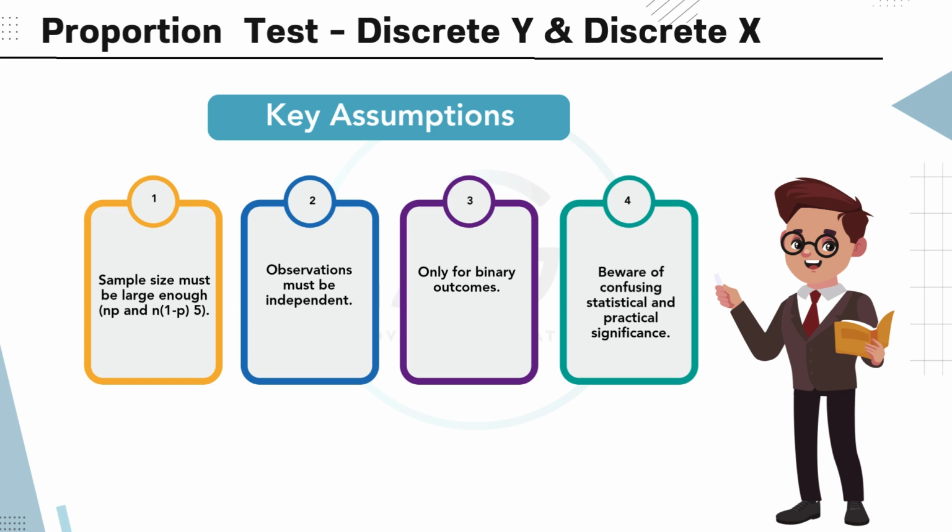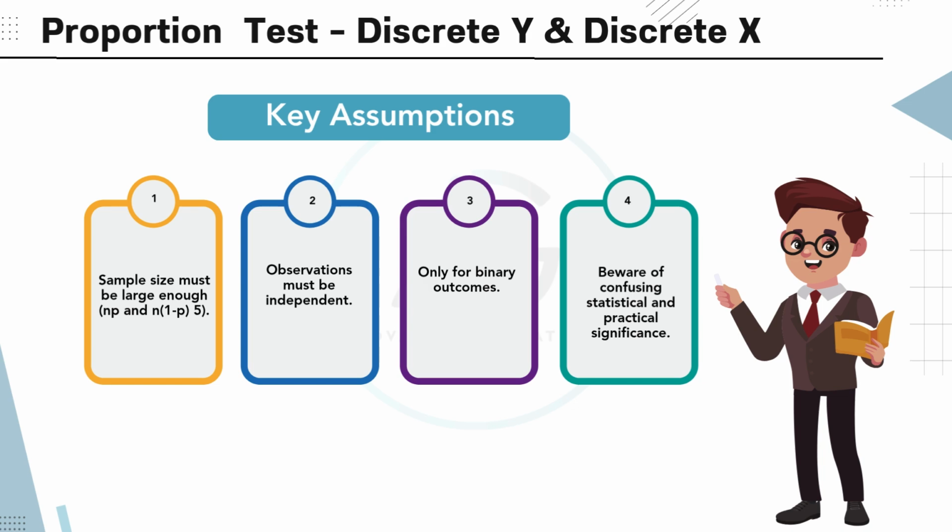Beware of confusing statistical and practical significance. A result can be statistically significant but may not be meaningful in the real-world context. For example, a 0.5% improvement in quality may be statistically significant, but it may not be practically important or cost-effective.